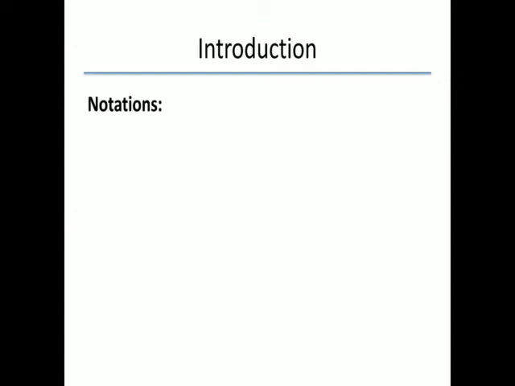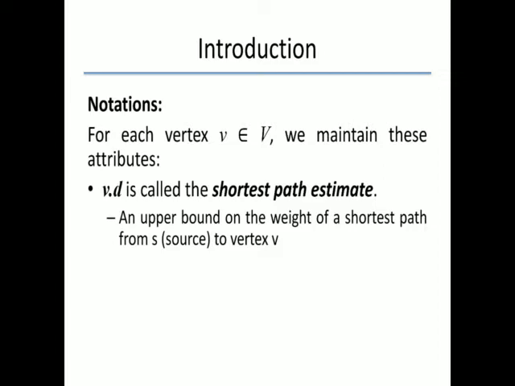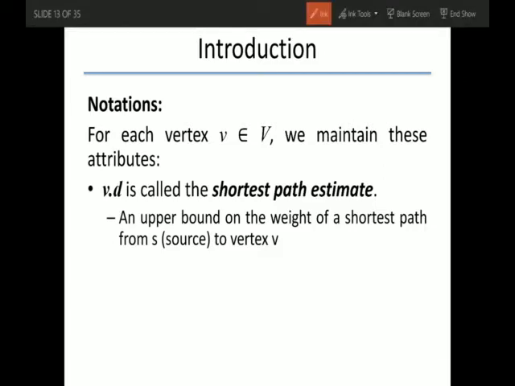Before going to the algorithm, let's see some notation for each vertex. For each vertex we maintain these two attributes. One is v.d. In some books, basically you're maintaining an array, so you can also write it like d of v. So we're maintaining an array.